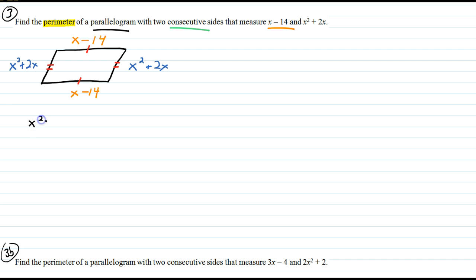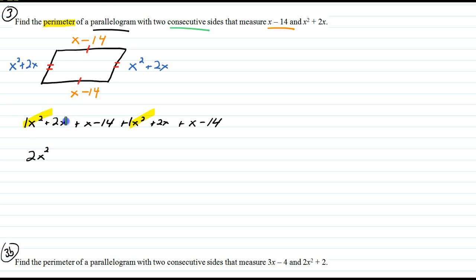So it's going to be x squared plus 2x plus x minus 14 plus x squared plus 2x plus x minus 14. And now I just start combining my like terms. And so since I have an exponent of 2 here, we're going to start with that. So I'm going to take x squared and x squared. So remember, when there's no number in front, it's a 1. So 1 plus 1 is going to give us 2x squared. And again, notice that the exponent didn't change.